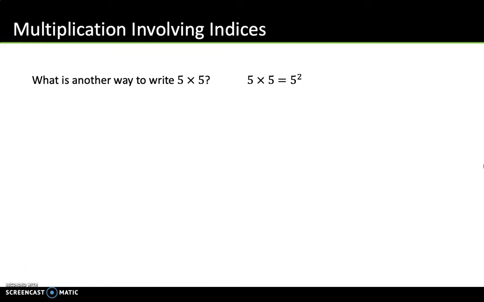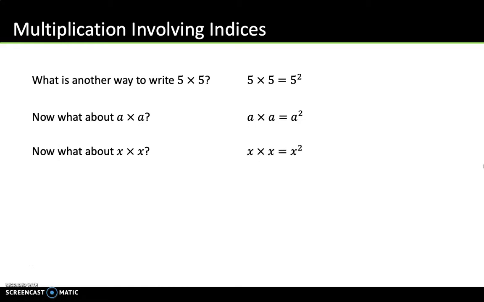So we have to keep this principle when we talk about letters as well. So what about a times a? What would that be? Well, if 5 times 5 is the same as saying 5 squared, a times a is the same as saying a squared. Now what about x times x? We're on the same sort of path now, so x times x is also going to be x squared.